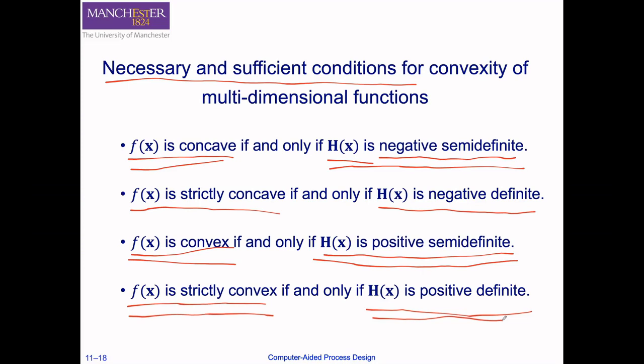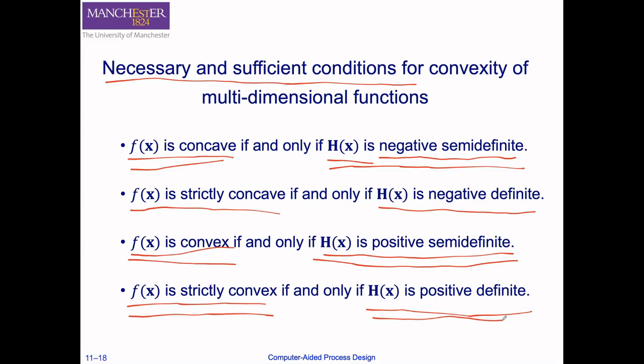If the Hessian matrix is indefinite, then this function f(x) is neither convex nor concave. The reverse is also true. That is, if a function f(x) is neither convex nor concave, then the Hessian matrix is indefinite.